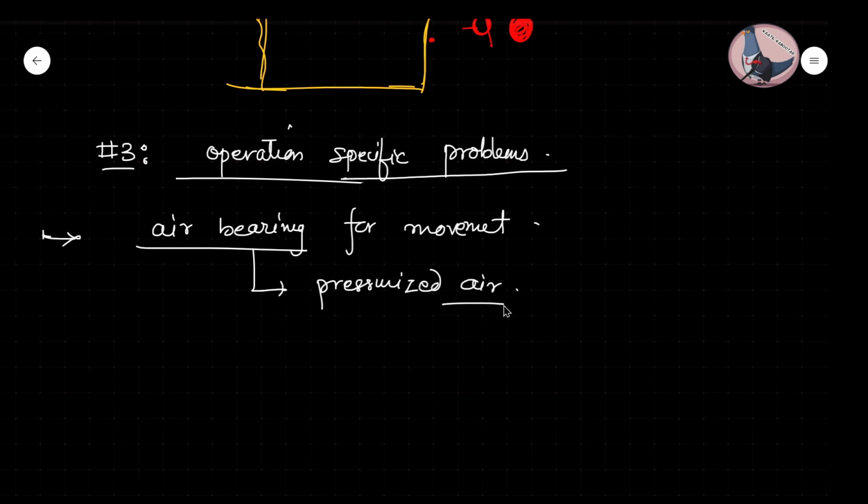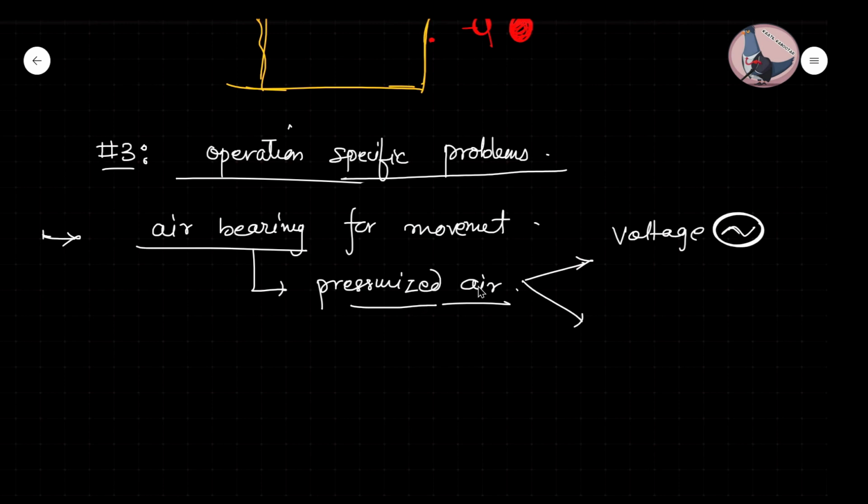Okay. Now what can happen? There are many troubles. Suppose this pressurized air, your voltage is fluctuating. Voltage of electricity is fluctuating. So if this voltage is fluctuating, then the supply of this air will also fluctuate. If the supply of air fluctuates, then this pressure will fluctuate.